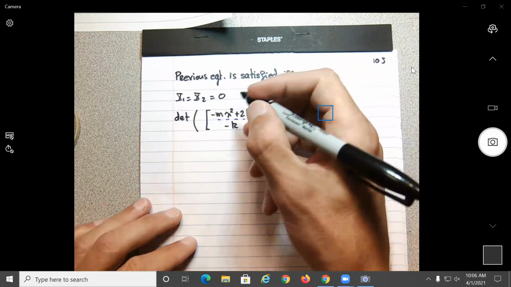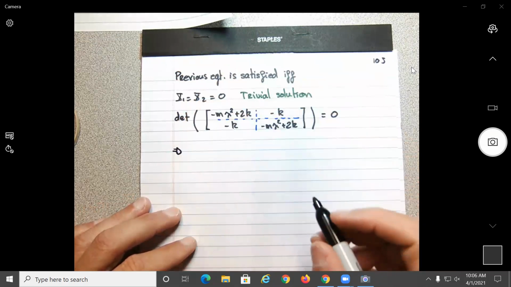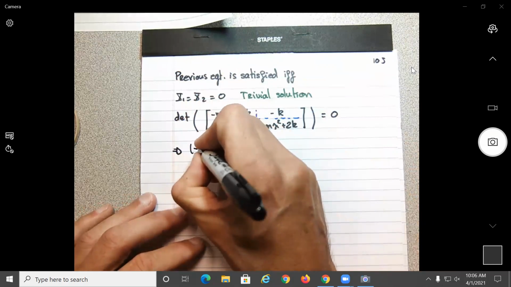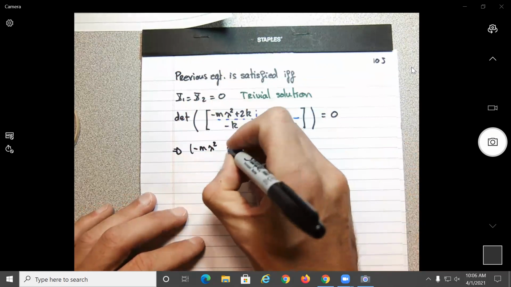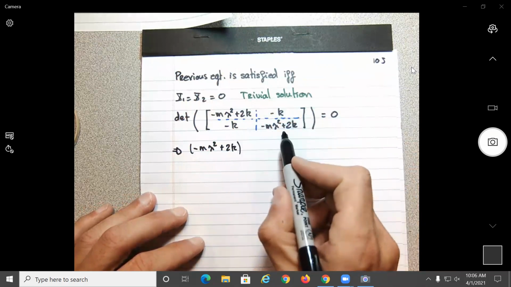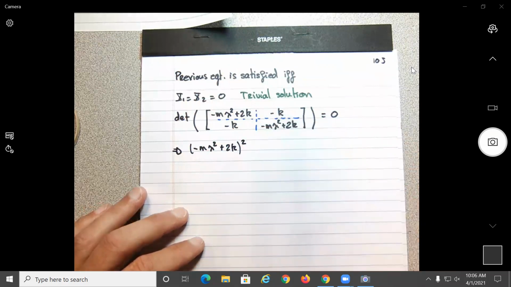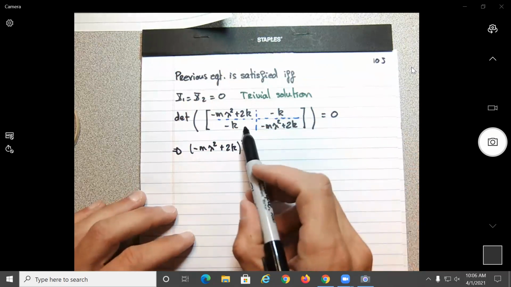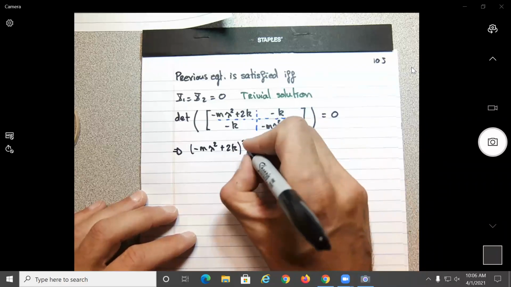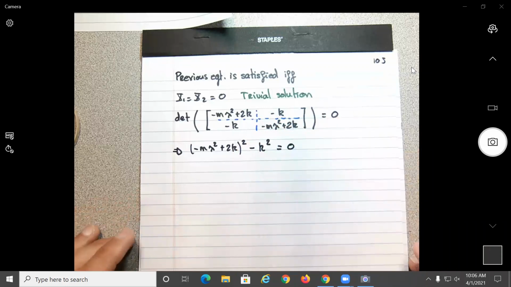All right, so if we solve for the determinant, what are we going to get? We should get minus m lambda squared plus 2k times minus m lambda squared plus 2k, so I can just put this one squared, minus these two that are negative, which gives positive, minus k squared equal to 0.